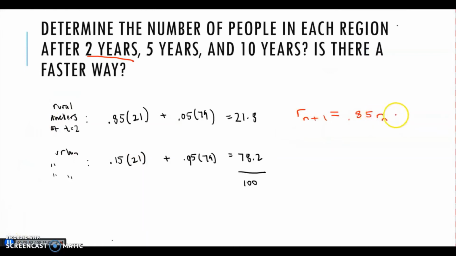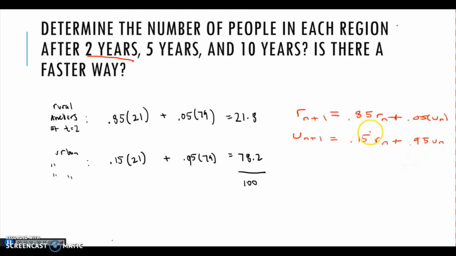Okay, and then we added to that 5% of the number of urban dwellers this year. So we'll call that U sub n. And then to get the number of urban dwellers next year, we said that that's going to be 15% of the number of rural dwellers this year, plus 95% of the urban dwellers this year.